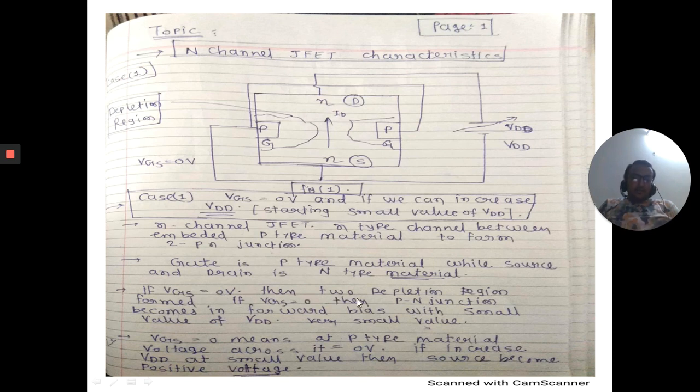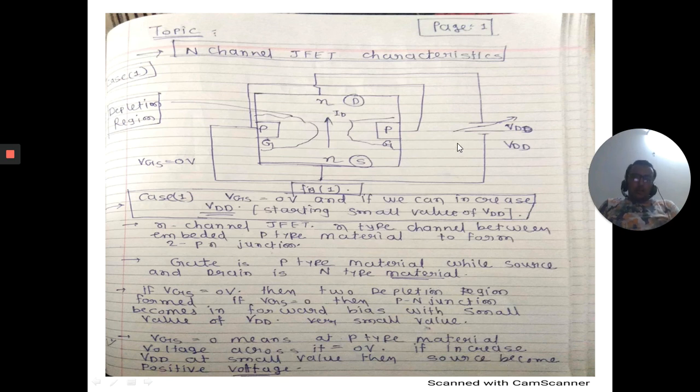If VGS equal to 0, then the PN junction becomes forward biased with a very small value of VDD. If we apply a very small value, then we get the first PN junction forward biased. Now VGS equal to 0 means what? At the P-type material, the voltage is 0 volt. Now if we increase this VDD, the drain to source voltage, then the drain becomes more positive.